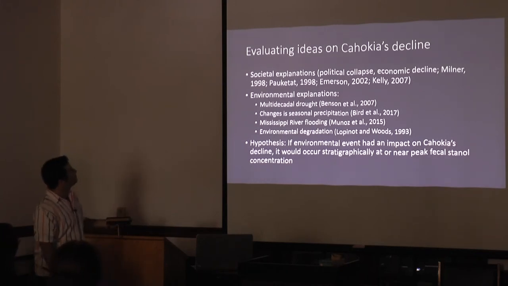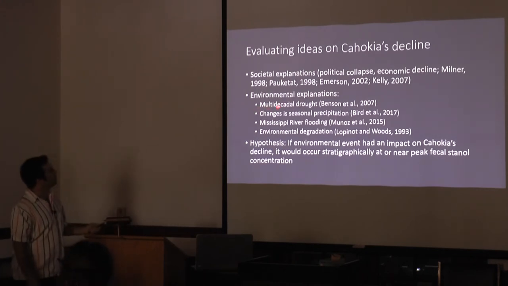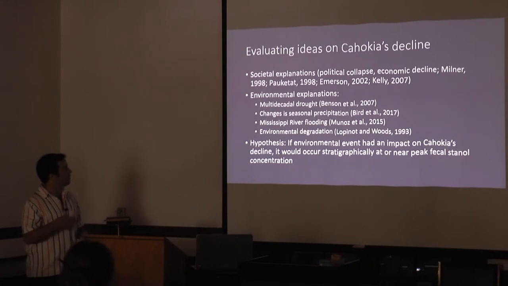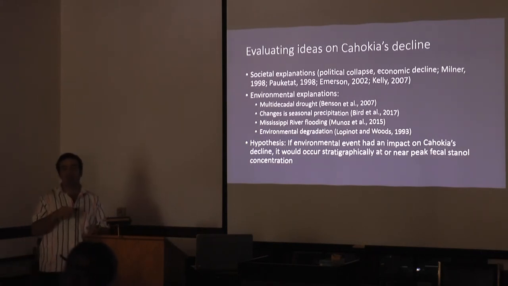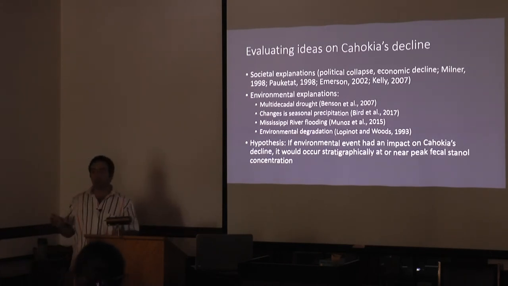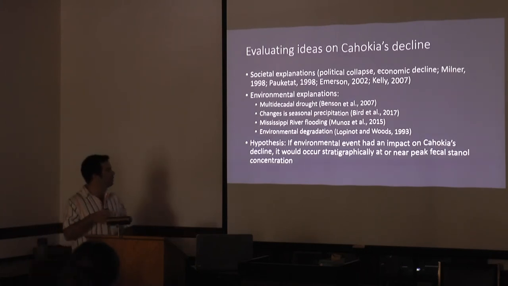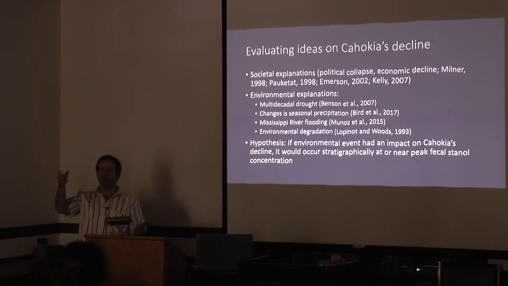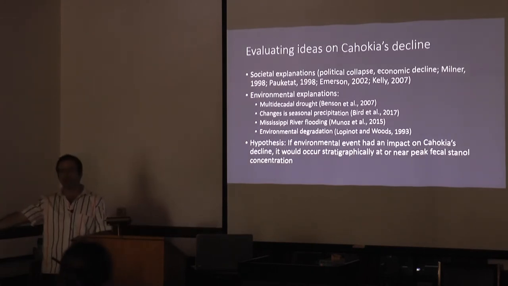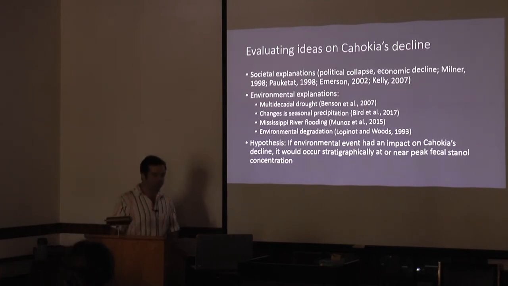Of the environmental explanations that have been put forward, some involve multi-decadal drought. There are also changes in seasonal precipitation, massive flooding, and environmental degradation. My hypothesis is that if a certain environmental event had an impact on Cahokia's decline, it would occur stratigraphically at or near the peak fecal stanol concentration, and could perhaps have kicked off that decline. So what we can do is look to the stratigraphy to see where these events occur relative to our fecal stanol data. That's what I hope to do.